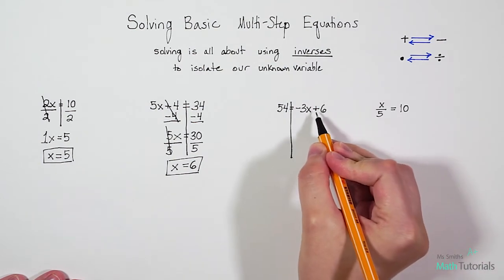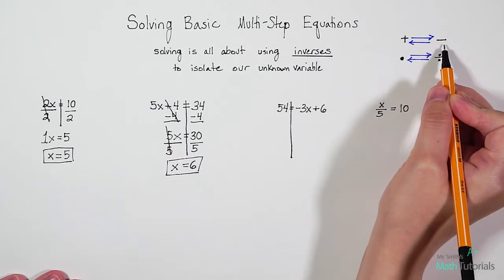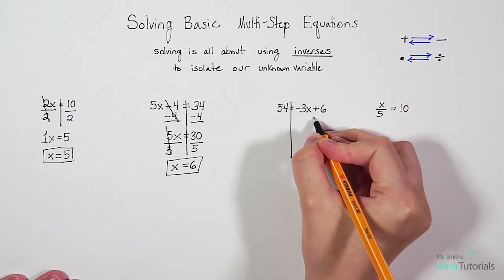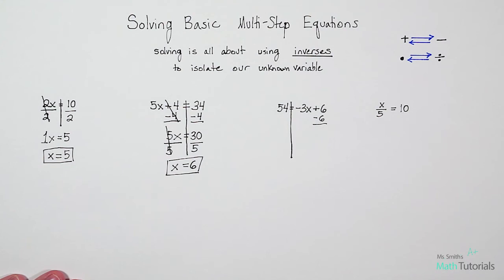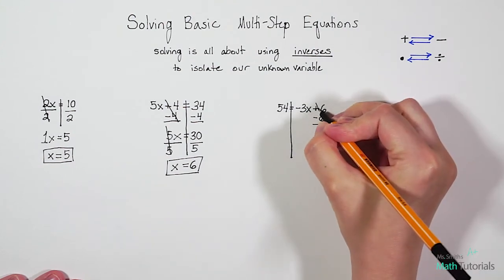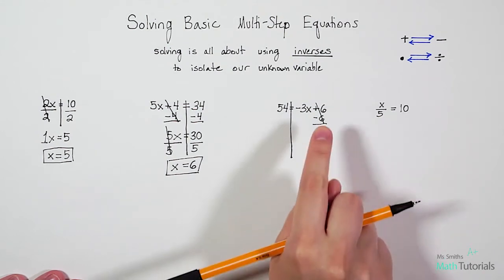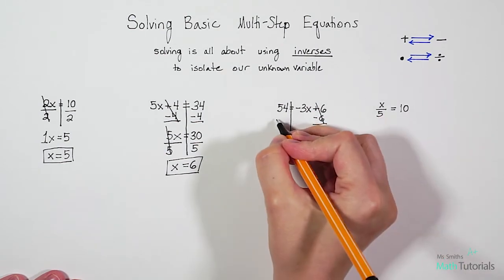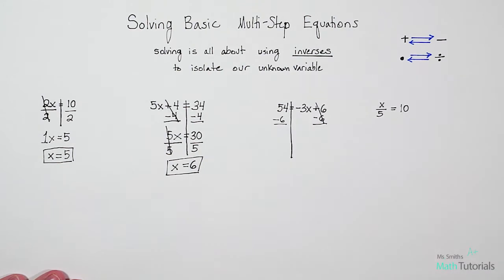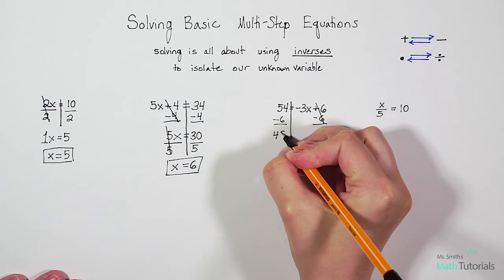How do we undo a +6? Well, the inverse of plus is a minus. So we're going to -6. Now 6 minus 6 is 0. Remember, when we add or subtract and we cancel, it's canceling to 0. It is completely gone. But what we do to one side of the equation, we have to do on the other side of the wall as well. 54 minus 6 is going to give us 48.